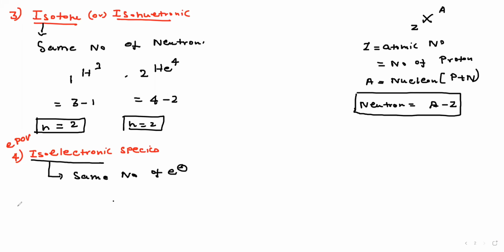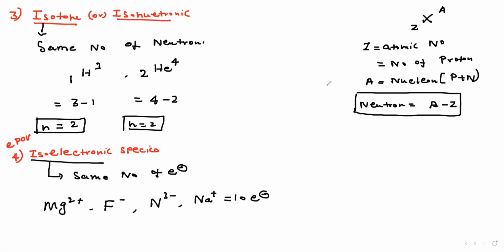Mg2+ is 12 minus 2, so 10. F minus is 9 plus 1, so 10. Then nitrogen is 7 and N3 minus is 10. Understand? One more example, sodium is 11, Na+ is 10. All the 4 species, how many electrons? They have 10 electrons. Therefore, the 4 species are called isoelectronic. The species having the same number of electrons are called isoelectronic species.